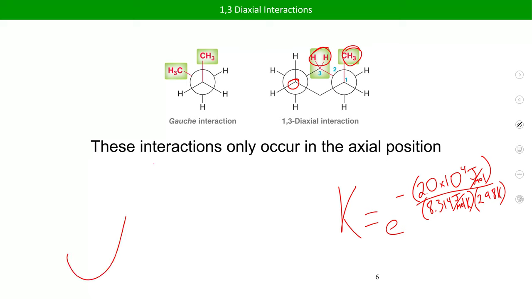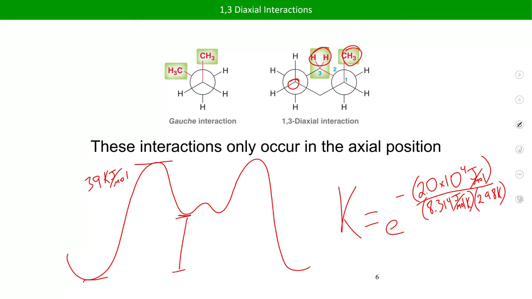But as I recall, 298 is 25C, right? Correct. Okay. So this barrier was about 39 kilojoules per mole, and this distance here was that 20 kilojoules per mole. That means going from the twist boat back to the chair only has a barrier of 19 kilojoules per mole. So that's really going to happen pretty quickly. If 39 kilojoules per mole is reasonable at room temperature going this way, going that way is going to be even faster. So you'll reach equilibrium pretty quickly.